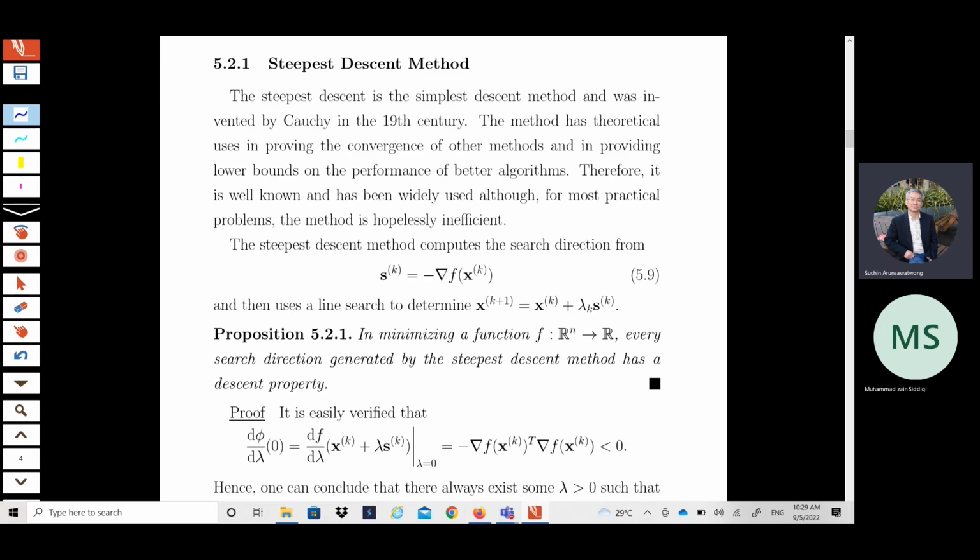Now, what is the steepest descent? The steepest descent computes the SK with this formula. You see, it's very simple. The SK is equal to minus grad f(xk). Once we have the gradient, we multiply it by -1, and then we have the search vector. So we search along the negative direction of the gradient vector. Now we'll see what happens if we do this.